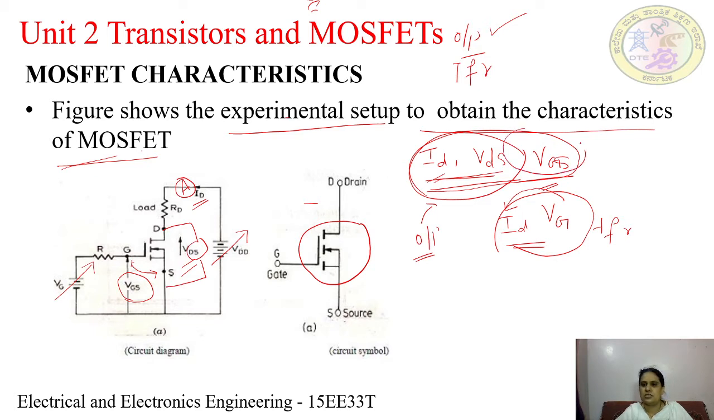To read the VGS we will connect a voltmeter. So we require two voltmeters or two digital multimeters to read the values of VGS and VDS, and an ammeter to read the value of ID. So these are the basic requirements. If we are varying VG or VDD, whether we are changing VDS or ID or VGS depends on what type of characteristics we are obtaining, whether the output characteristics or the transfer characteristics.